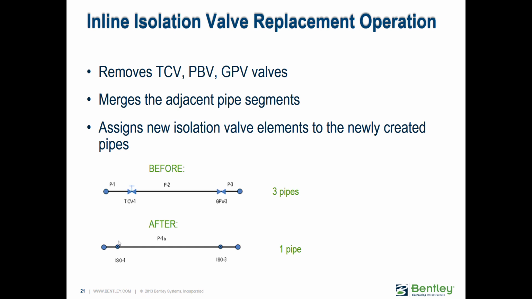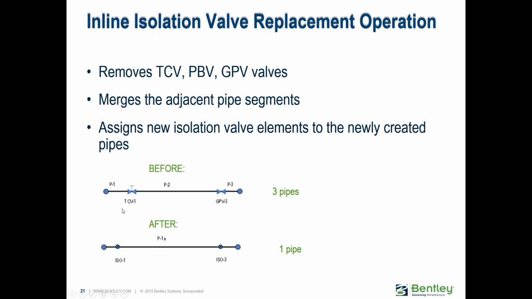There's a property in the isolation valve where you choose the associated pipe, and it draws a little dashed line to the pipe. So this inline isolation valve replacement option in Skelebrator will convert cases like this, where you have lots of extraneous valves that really aren't doing anything under normal operations and just creating lots of extra pipes. It will convert those to isolation valves. So you end up, in this example case, going from 3 pipes to 1 pipe.